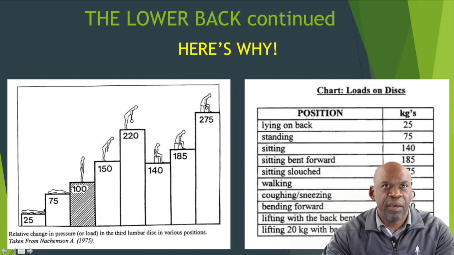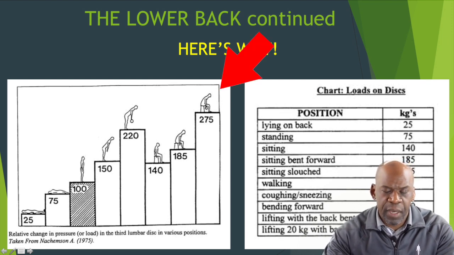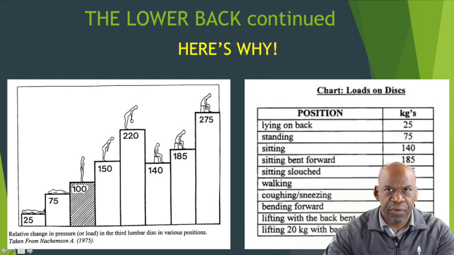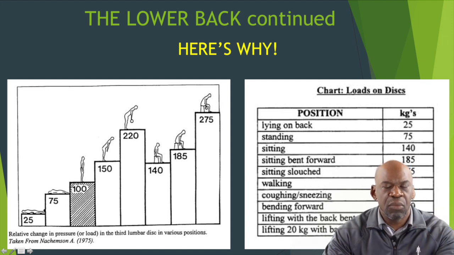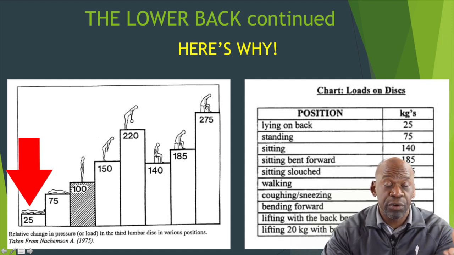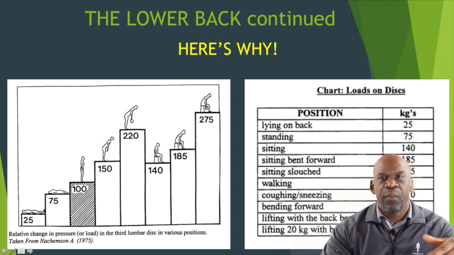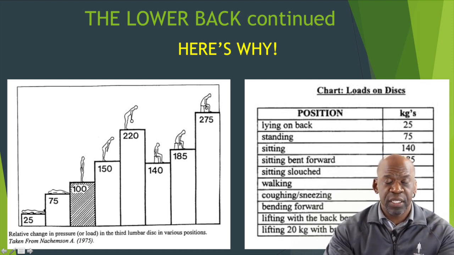Here we have a chart which shows on the left-hand side the amount of force that is seen at the third lumbar vertebra in various different body positions. At the far left of this graph, the third lumbar vertebra sees approximately 25 pounds of force when you are in the supine position. That's the lowest level of force seen by the disc, when you are lying flat on your back.